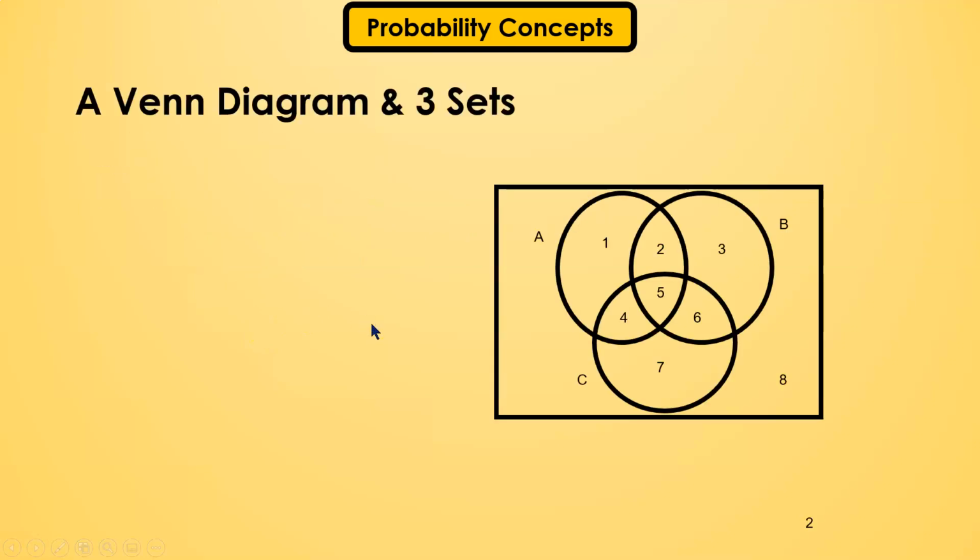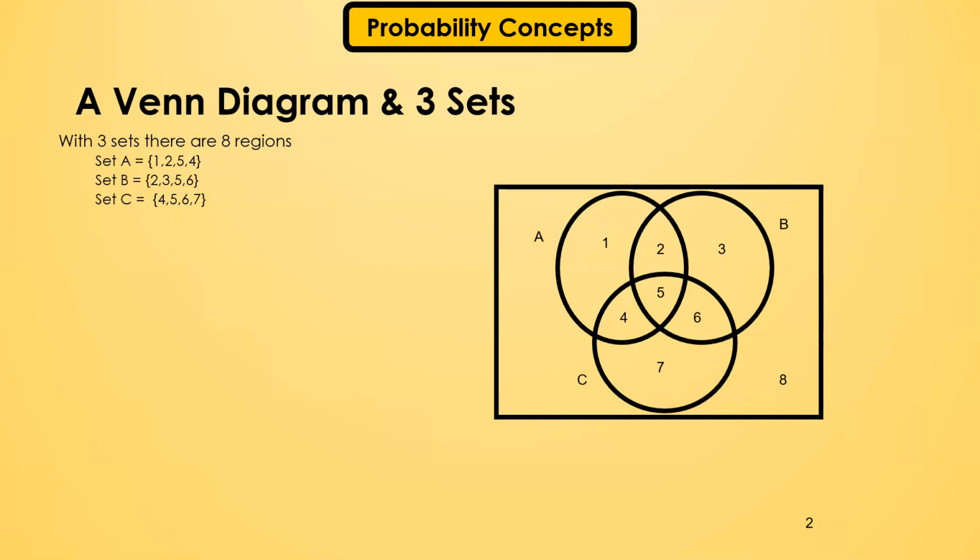Basically, a lot of the concepts are exactly the same. So yesterday we had 4 regions. Today, what we've got is 8 regions with the 3 circles. So the key thing we need to be aware of is that there's 8 regions.